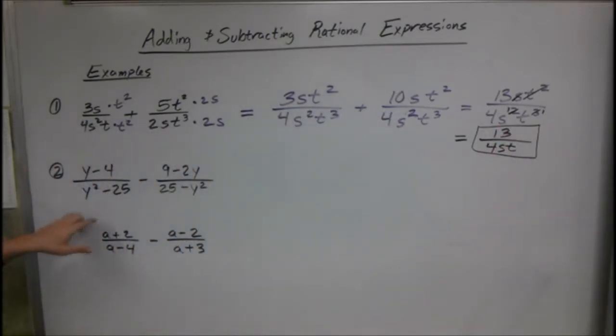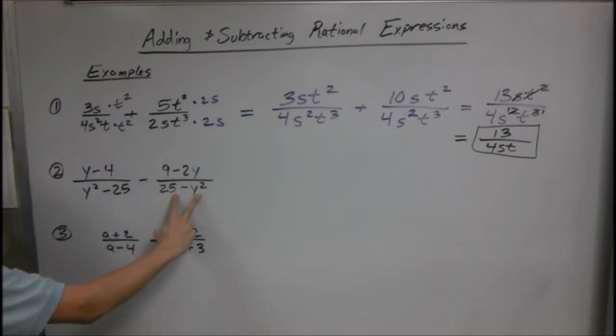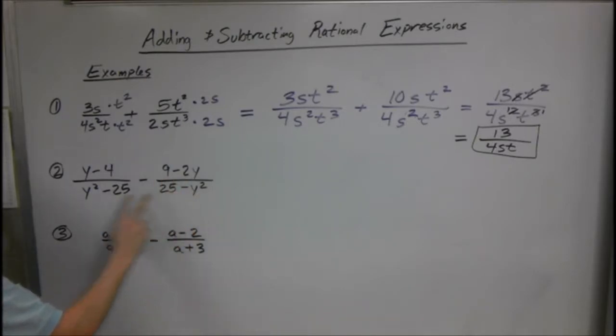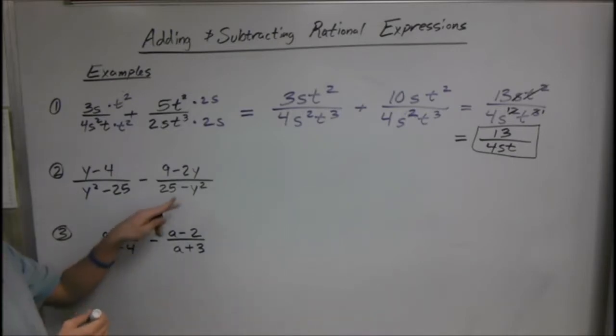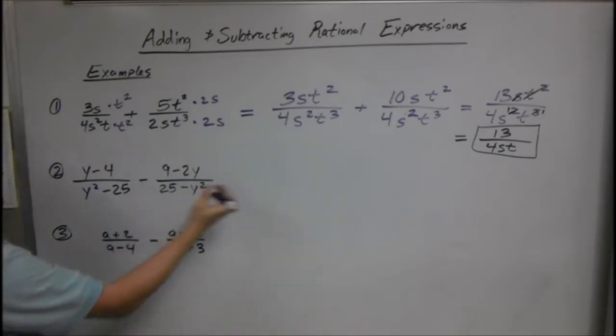Second one. Here we have y minus 4 over y squared minus 25, minus 9 minus 2y over 25 minus y squared. Now we see we almost have a common denominator. Y squared minus 25, 25 minus y squared. But those aren't exactly the same. They're opposites. And to make opposites the same, all you have to do is flip it and change the sign. So that's what we're going to do here.